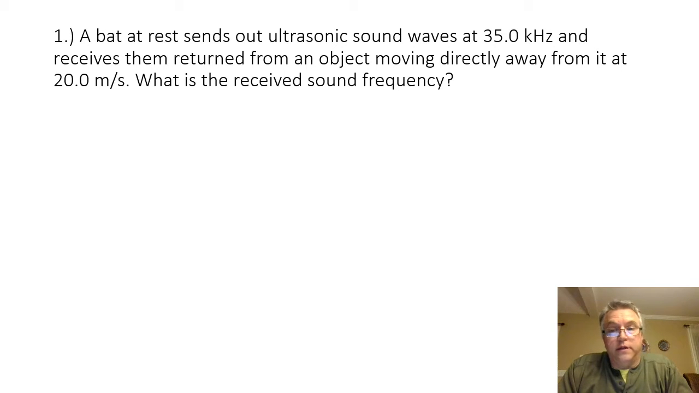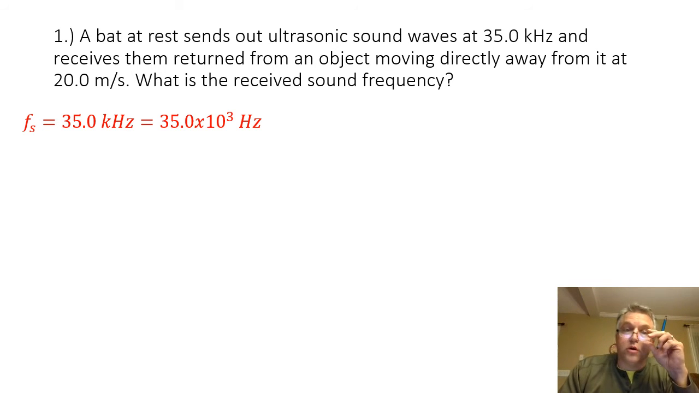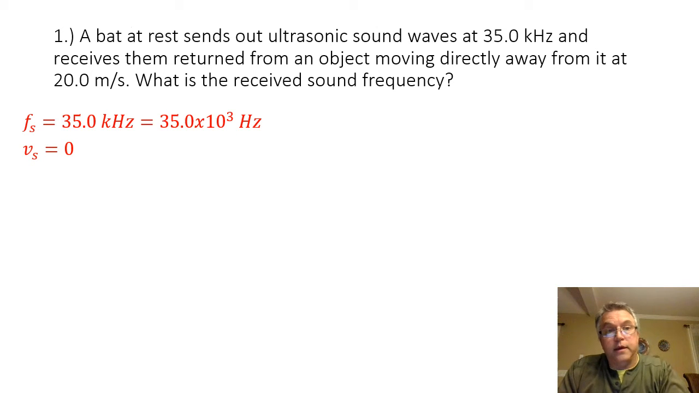In this problem, we are given the frequency of the source of the sound wave, which is the ultrasonic wave emitted by the bat, and that is 35.0 kilohertz. I do have to convert that to hertz, so that would be 35.0 times 10 to the third hertz. The velocity of the source, which is our bat, is 0 because the bat is at rest.